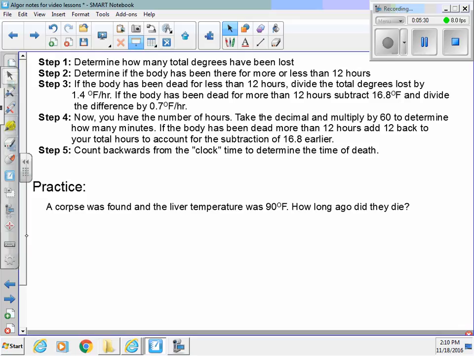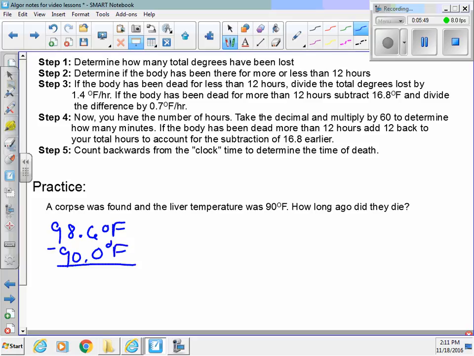The first step is to determine how many degrees have been lost. So we know that normal body temperature is 98.6 degrees Fahrenheit. That's what we start with because that's our average. The body itself that was found was 90 degrees. Just subtract that and you get 8.6 degrees Fahrenheit. That's what's left. So that is the total number of degrees lost. Now, we have to determine if they have been there for more or less than 12 hours. Well, our magic number is 16.8. 8.6 is less than 16.8.